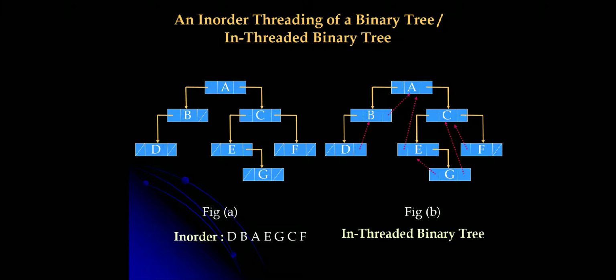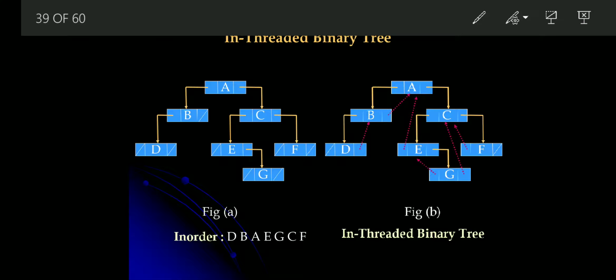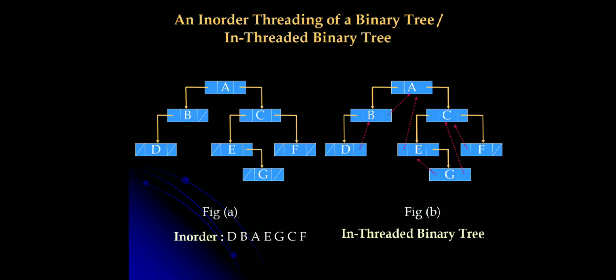So we can replace the right child field of node D with the in-order successor address. Which is the successor for node D? See the in-order traversal, for node D the successor is B. So here we can just show the thread from node D to B. The right child field contains the in-order successor address. Similarly, for node B, we can store the in-order successor address in the right child field. Since for node B, A is the in-order successor, the thread is shown here.